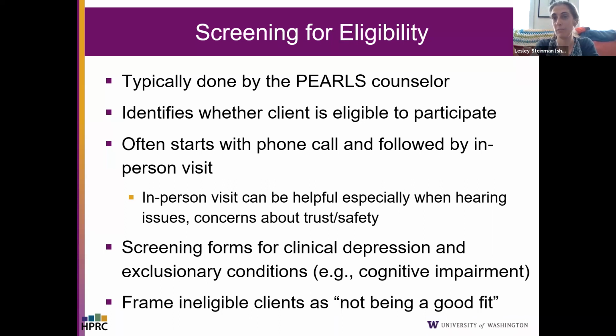We will talk about screening at a later webinar, but as you know, you'll be teaching folks about both screening for clinically significant depression as well as some exclusionary conditions. And then it's really important in screening to not sort of invalidate the client. And really, it's more that this program's not a good fit for you, and we're going to find you a better resource.